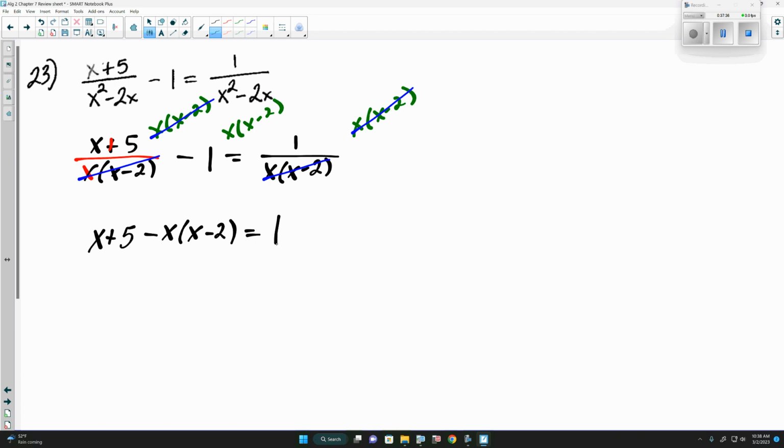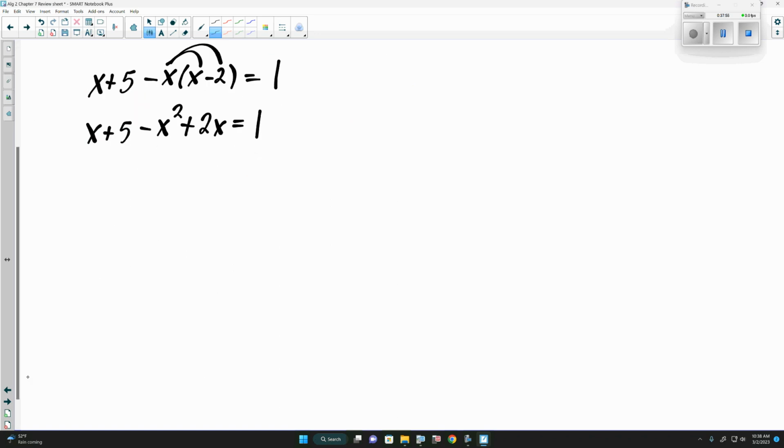This one here worked out kind of nicely. The only thing we do need to multiply out is the middle. X plus 5 will stay the same. Negative x times x is going to be negative x squared. Negative x times negative 2 is going to be plus 2x is equal to 1. Now at this part here, we can combine like terms. X plus 2x is going to be plus 3x plus 5 is equal to 1.